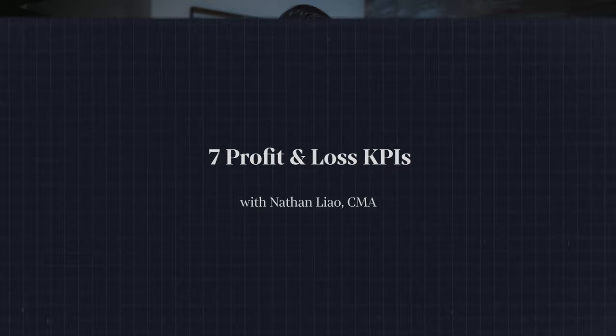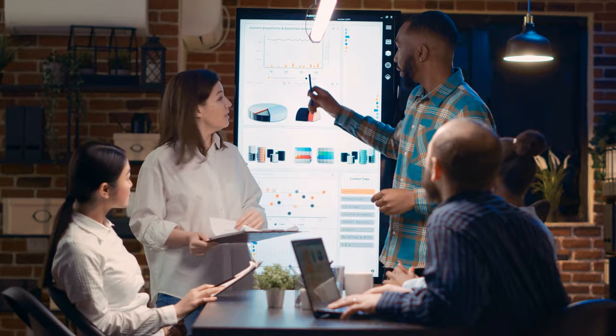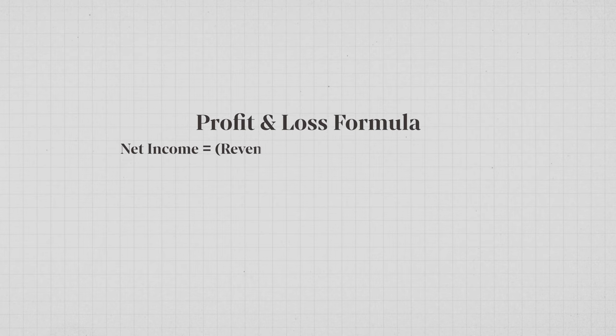So why is the P&L always the star of monthly reviews? It's simple. It paints a picture of what your company earned and how it was spent over time. There's a hidden formula in plain sight within the P&L. Once you learn it, it becomes a lot easier to understand it. Here's your golden formula. Net income is equal to revenues plus gains minus expenses plus losses. Looks simple, right? Let's unpack it to help you become a finance pro by the end of this video.